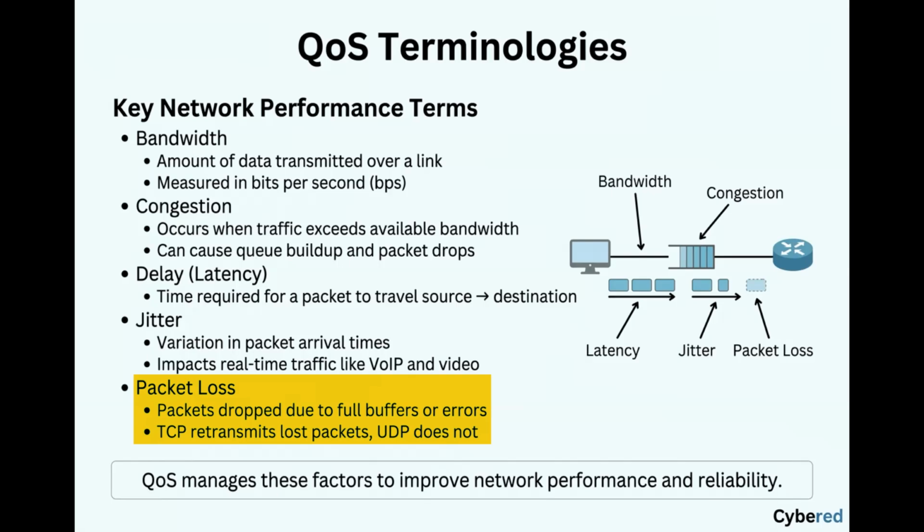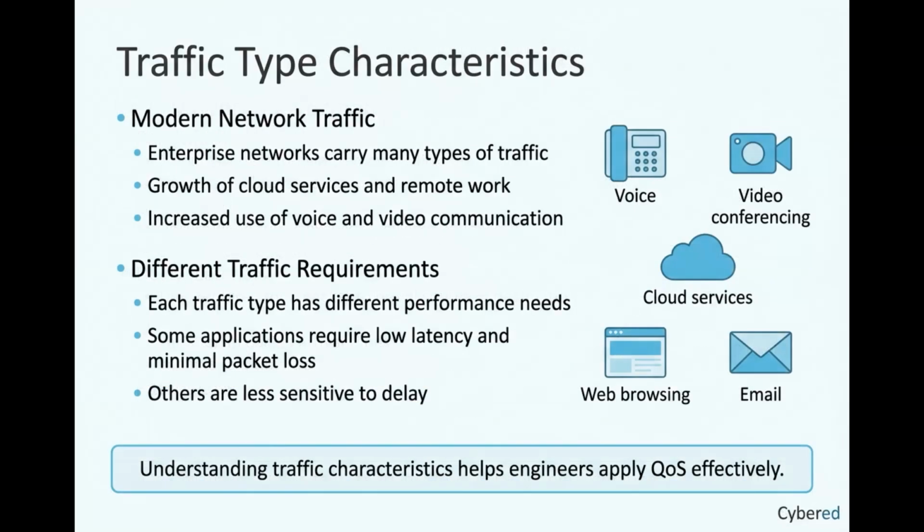Excessive packet loss can disrupt communication. When using TCP, lost packets are retransmitted until acknowledged. However, UDP does not retransmit lost packets, making packet loss especially problematic for applications that rely on UDP, such as voice and video. Modern networks carry many different types of traffic.